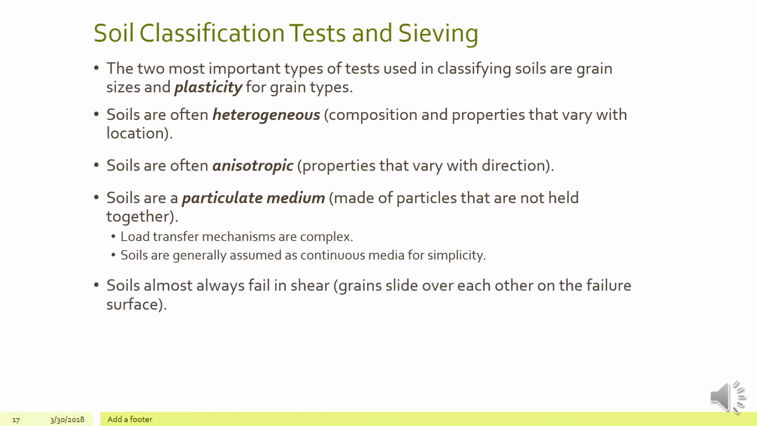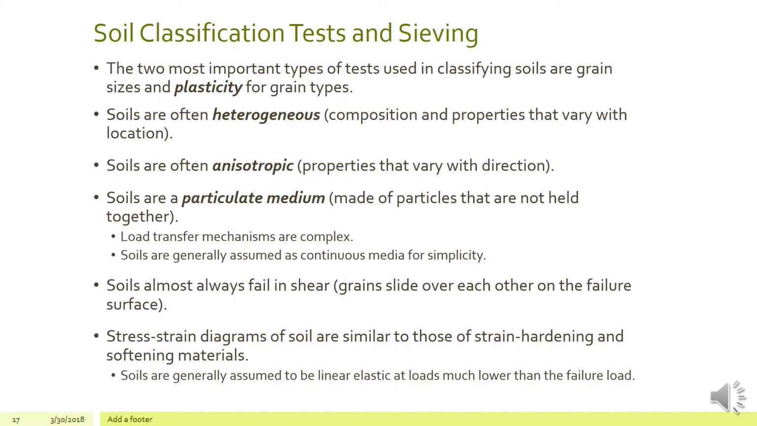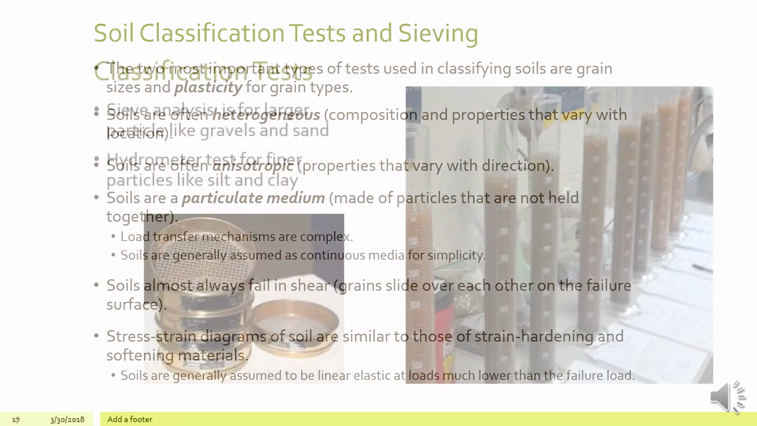Soils almost always fail in shear. Grains slide over each other on the failure surface. Stress-strain diagrams of soils are similar to those of strain hardening and softening materials. Soils are generally assumed to be linear elastic at loads much lower than the failure load.